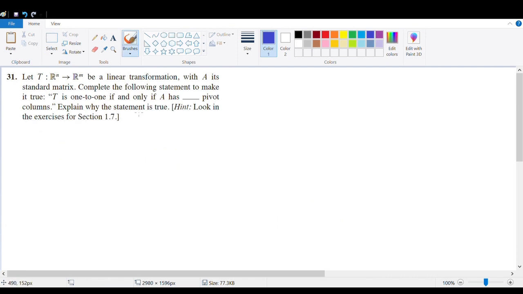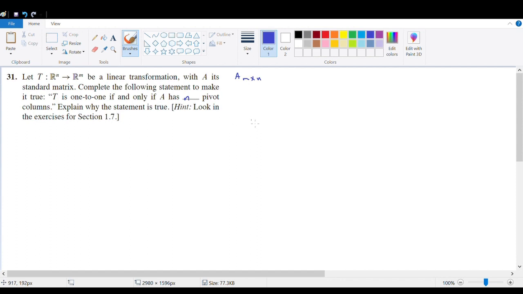In 31, let T from Rn to Rm be a linear transformation with A its standard matrix. Complete the following statement to make it true. T is 1 to 1 if and only if A has dash pivot columns. Explain why the statement is true. So our matrix A is m by n. We said T is 1 to 1 if and only if A has n pivot columns. Why do we say that it has n pivot columns?